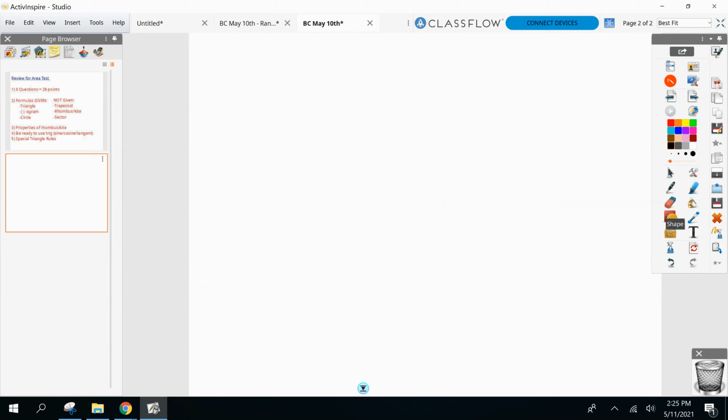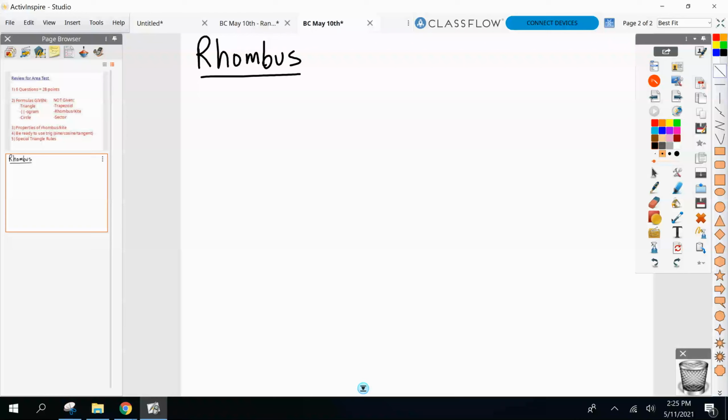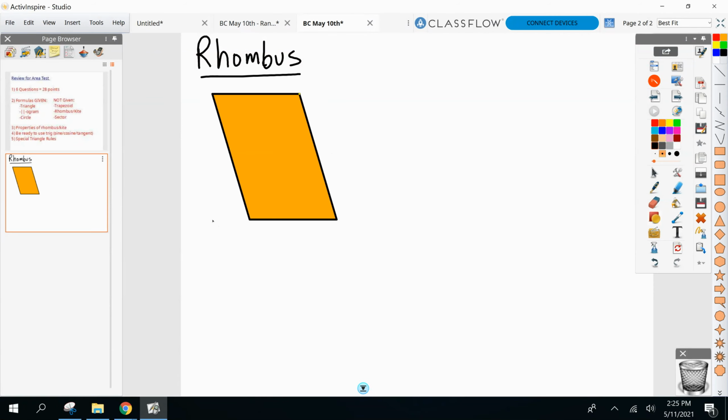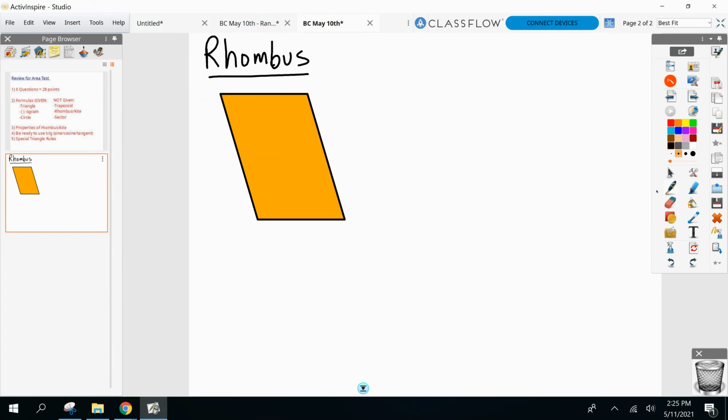So let's do rhombus first. Let me actually get a rhombus, so as we do the properties, I can mark them and show you why you would need them. So let's get a rhombus. We'll say that's a rhombus, even though it's a parallelogram. All right, on property number 1, all sides congruent. Okay, all 4 sides congruent in a rhombus.